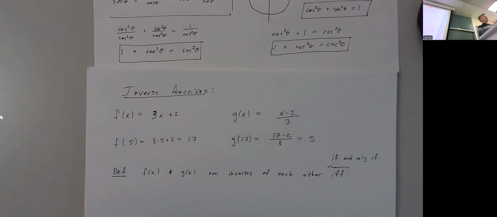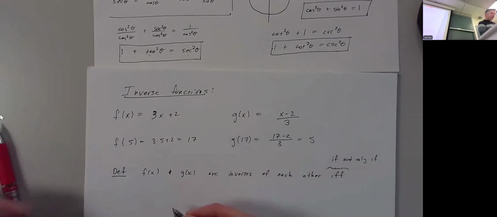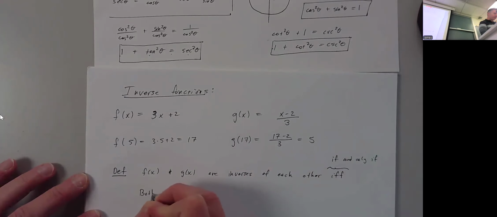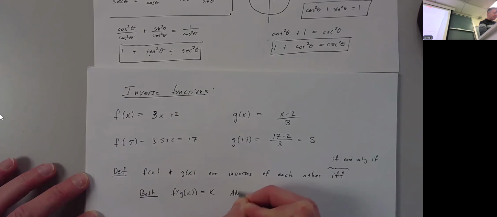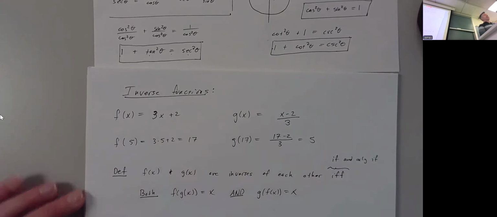Meaning that both implications are true. If the first thing is true, then you can conclude the second thing is true. Or if the second thing is true, you can conclude the first thing is true. So f of x and g of x are inverses of each other if and only if both f of g of x is equal to x and g of f of x is equal to x. And it is important to check both. There are notable exceptions where it works one way and it does not work the other way. We'll talk about a couple of those because they actually are super important when talking about the inverse trig functions.